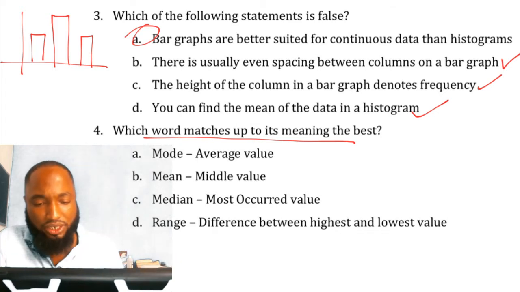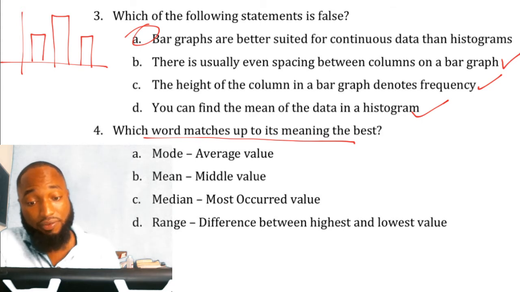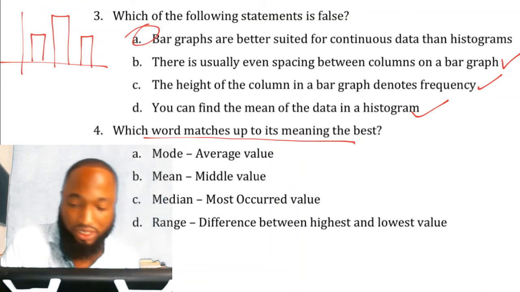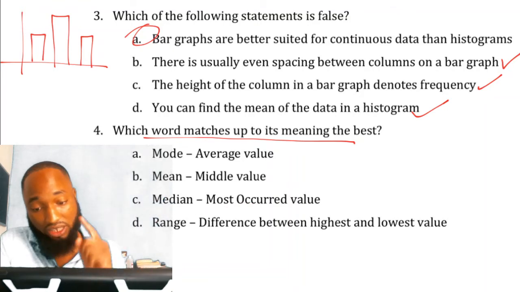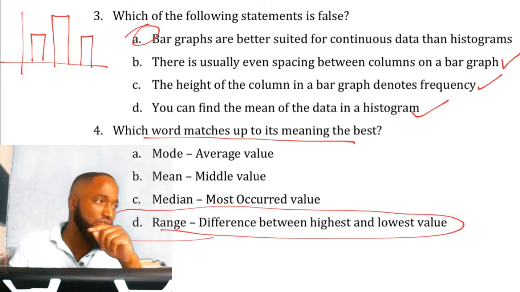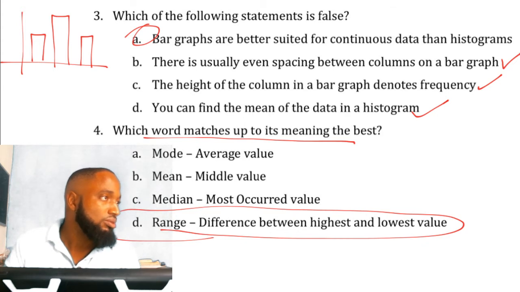Yeah, so which word matches up to its meaning the best? Mode to average value. Well, that's off. Mean to middle value. That's off. What kind of answers are we getting for 4? 4 is the median, most occurred value. That's off. Range, difference between the highest and lowest. That's why the person was saying range just now. Yes, that's it.